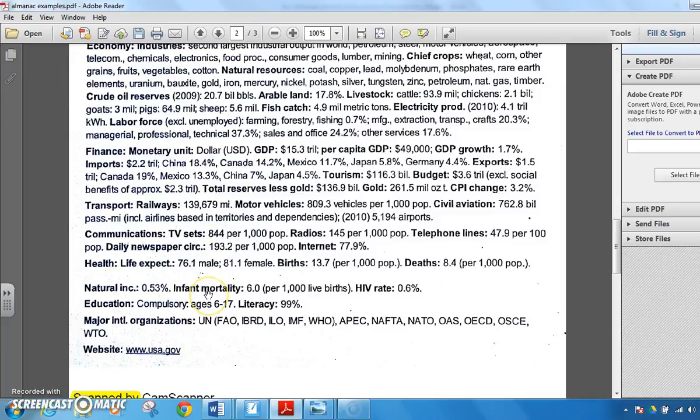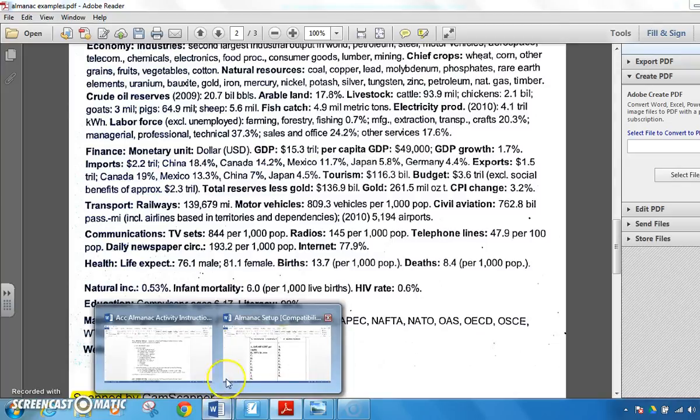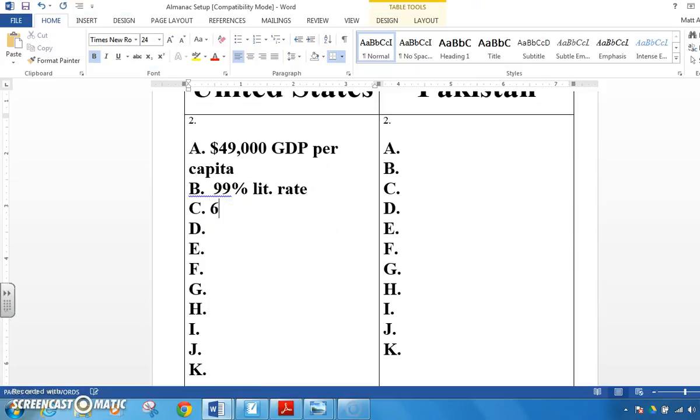So if I'm taking a look at our health statistics here, let's look. Health, life expectancy, nope. Births, no. Deaths, no. Infant mortality, there it is. 6 infants die per 1,000 live births. So I'm going to put it up here. 6 infants per 1,000 mortality rate. Okay. So 6 infants per 1,000 mortality rate. I can even take out the infants here. 6 per 1,000 infant mortality rate.